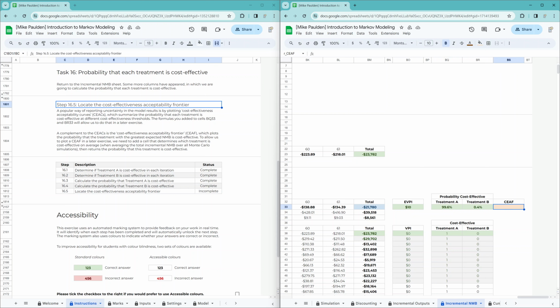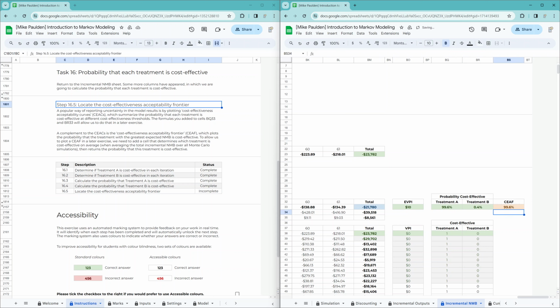So we can do an if statement again. So if, and what are we testing? Whether this is, let's do less than or equal to 0. Less than or equal to 0. So if it's less than or equal to 0, that means treatment A is cost effective. And if treatment A is cost effective, well then we want this value in cell BS33. And if not, then we want this value.